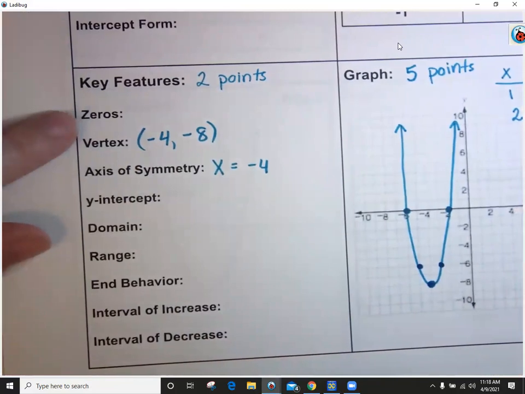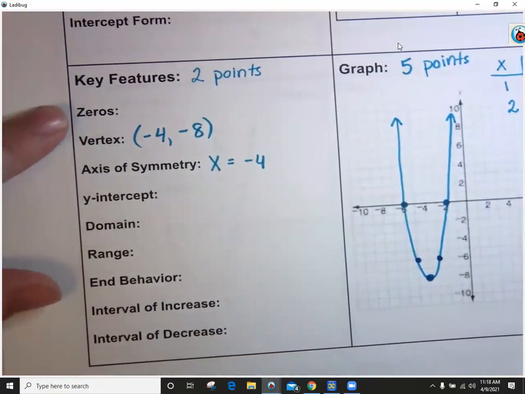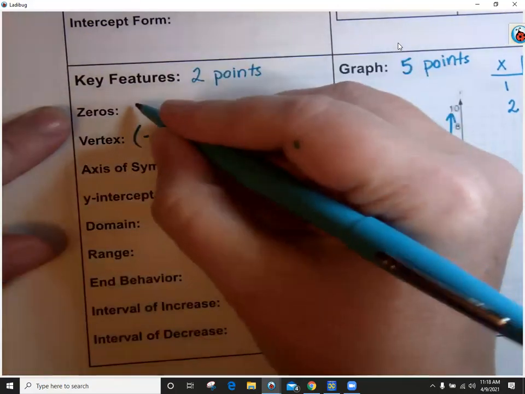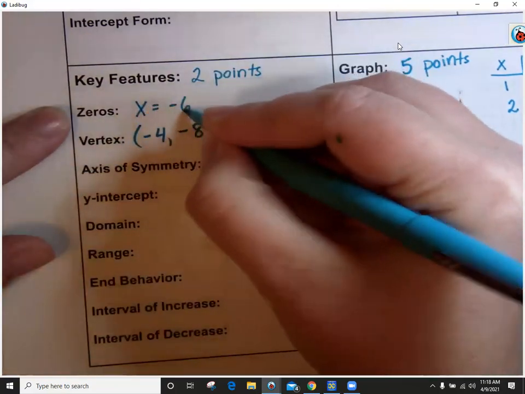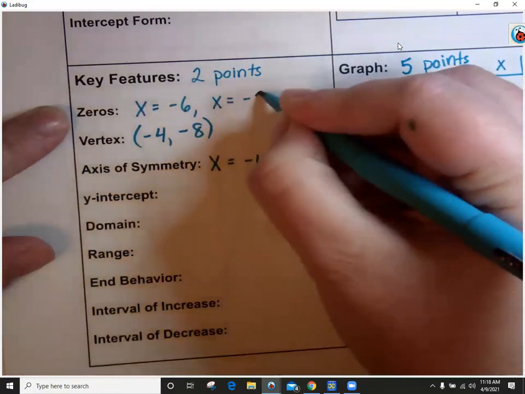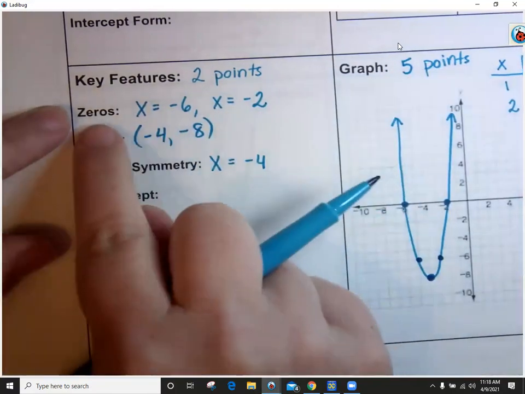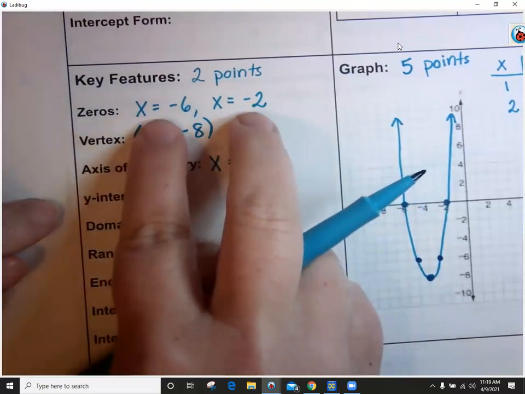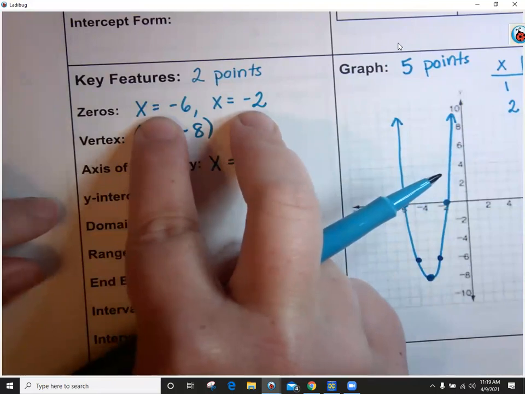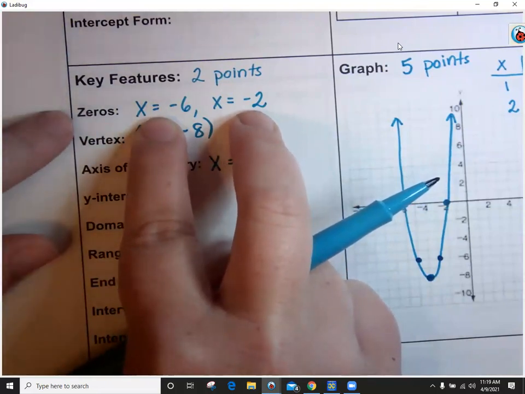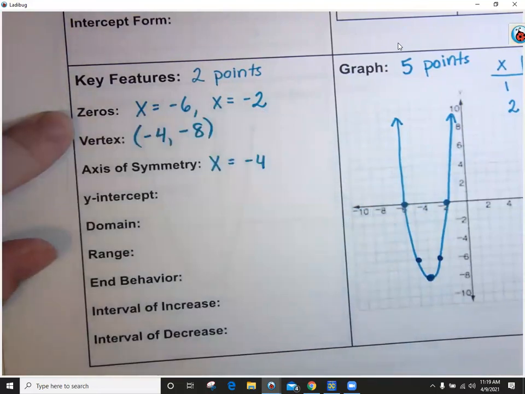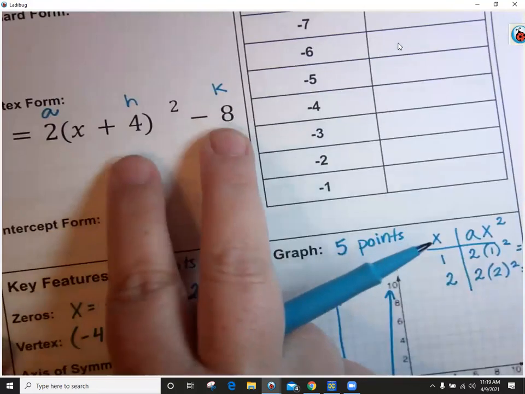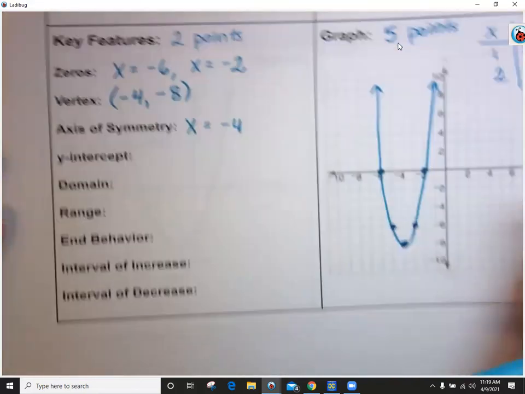So what are the zeros of this thing? Where does it hit the x-axis? And so we would say x equals -6 and x equals -2. If it would have asked for x-intercepts, you would have needed to write your answer as an ordered pair: (-6, 0) and (-2, 0). But if it asks for zeros, roots, or solutions, you write them like that. We got the axis and vertex from the equation. We can't see the y-intercept yet.